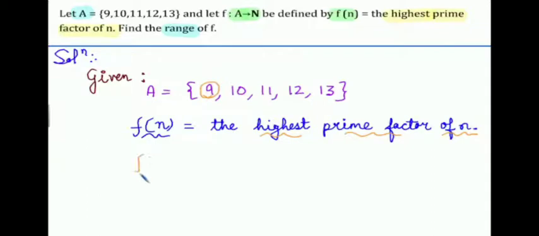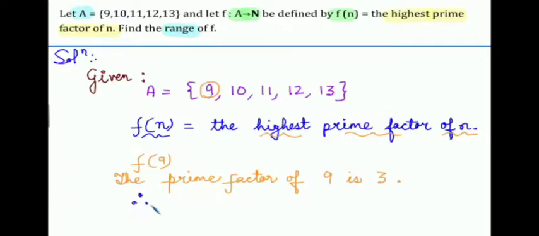So now put 9. What is the highest prime factor of 9? The factorization of 9 is 3 into 3. So the highest prime factor of 9 is 3. So f of 9 is equal to 3.